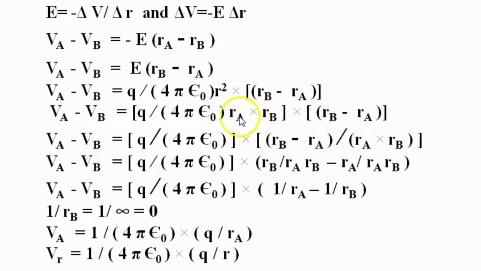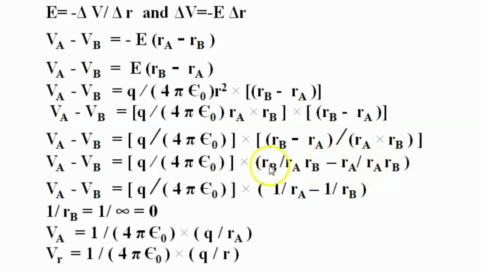Okay. We can write this equation as VA minus VB is equal to Q upon 4 pi epsilon naught multiplied by RB minus RA upon RA multiplied by RB. Now break the LCM. So it will become VA minus VB is equal to Q upon 4 pi epsilon naught multiplied by, breaking this LCM, RB upon RA minus RA upon RB.